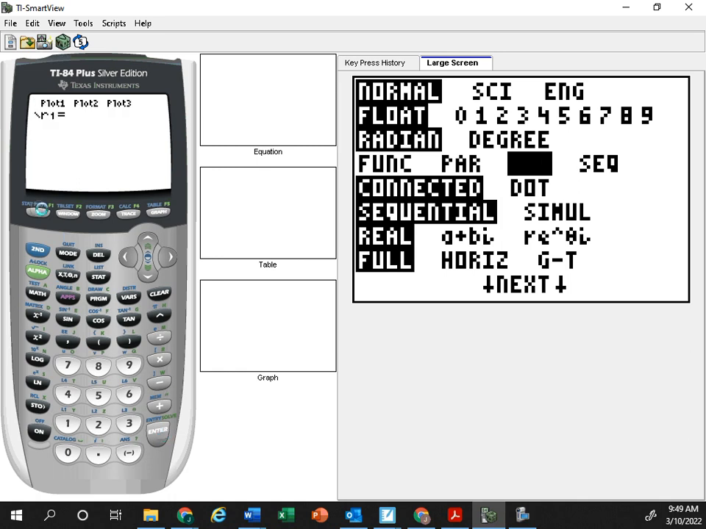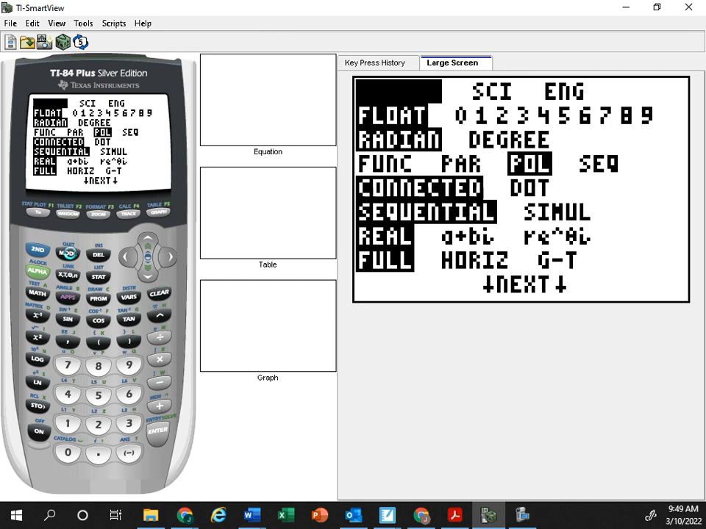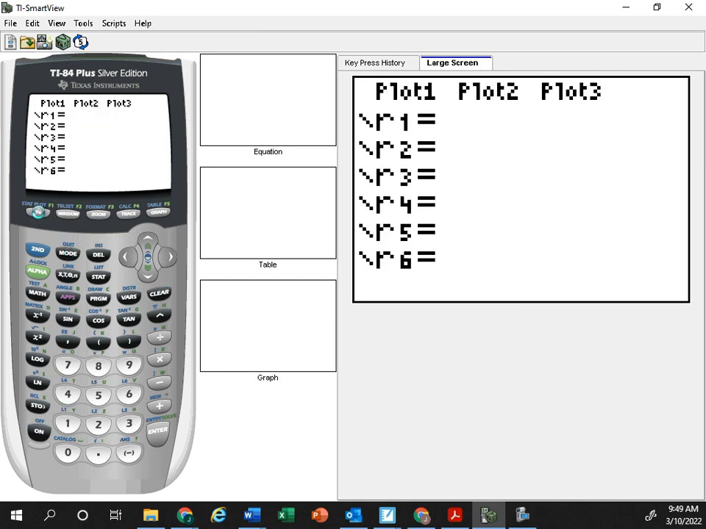Then when you go to your y equals, it's no longer a y equals, it's an r equals. And when you push x, instead of x it'll come up as theta. Okay, but again, you've got to be in the right mode, radian, polar, and then you can graph polars.